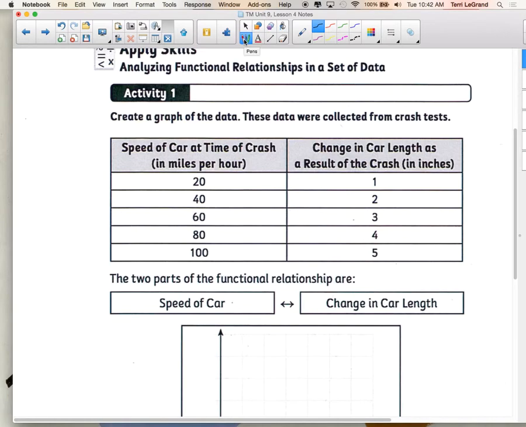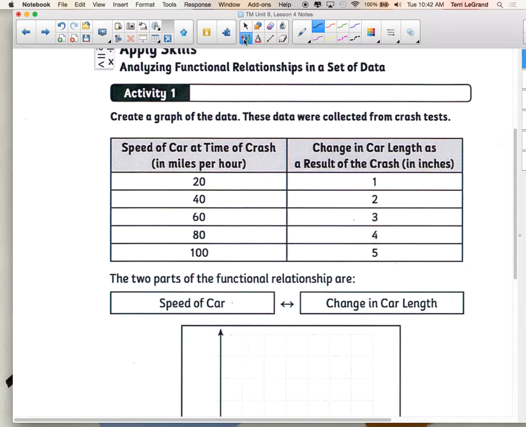So our learning goal today states: I can use tables and graphs to analyze functional relationships. In other words, you have to study them and see what's going on with them in everyday data.